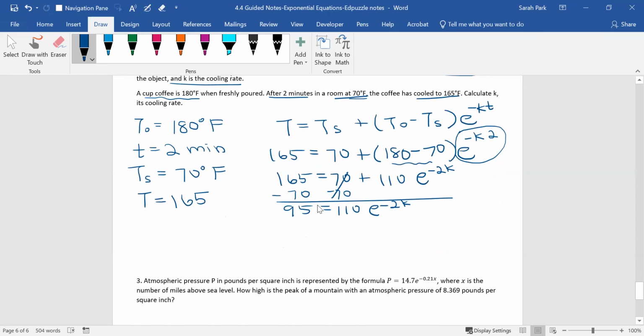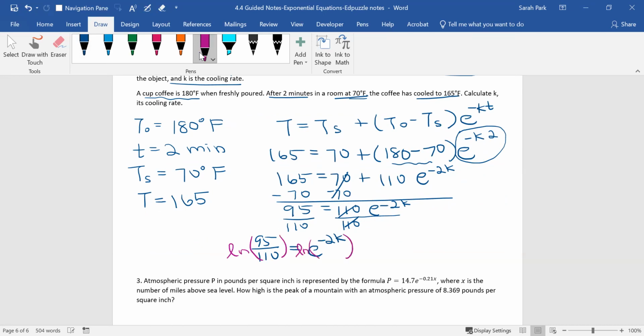And now we can divide by 110. We have 95 over 110 equals e to the negative 2k. Now at this point, we're going to take ln of both sides. We get ln of 95 over 110 equals ln of e to the negative 2k. And of course, ln of e, that was one of the equations that we can use to simplify. We have ln of 95 over 110 is equal to negative 2k.